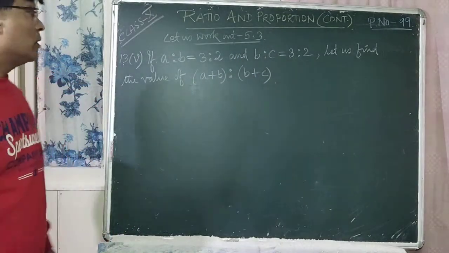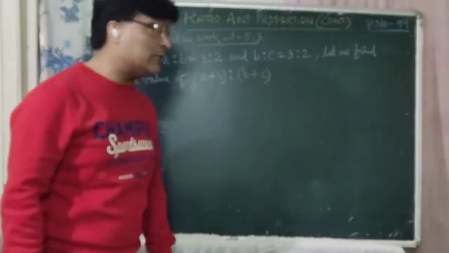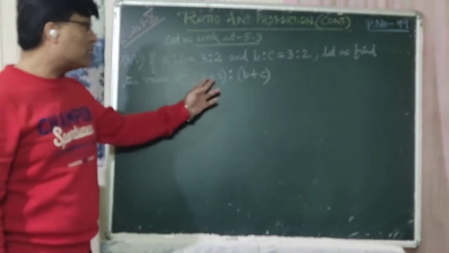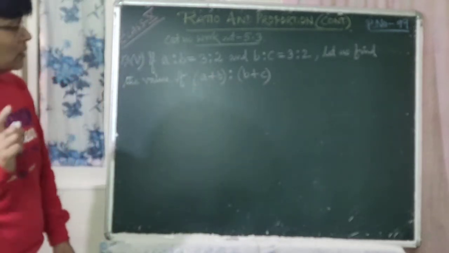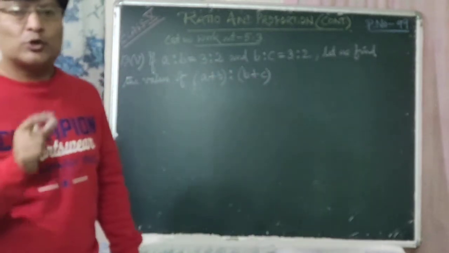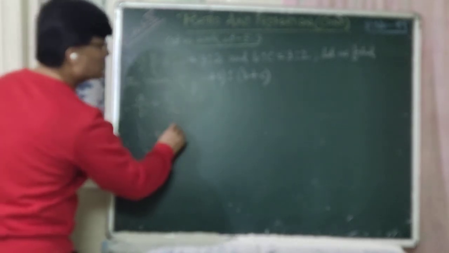So now we will do the next question, that is, if a is to b is equal to 3 is to 2 and b is to c is equal to 3 is to 2 again, let us find the value of a plus b is to b plus c. So now from here, a is to b is given and b is to c is given. So from this, you can find out the values of a is to b is to c, right? So let us write here, a by b is equal to 3 by 2 is given. And again, b by c is equal to 3 by 2 is given, right?